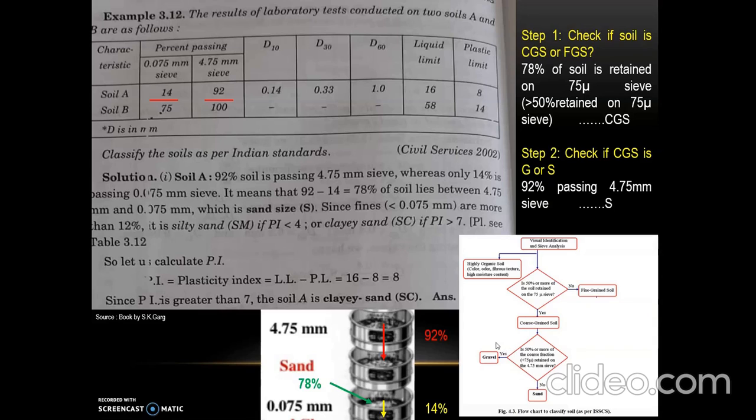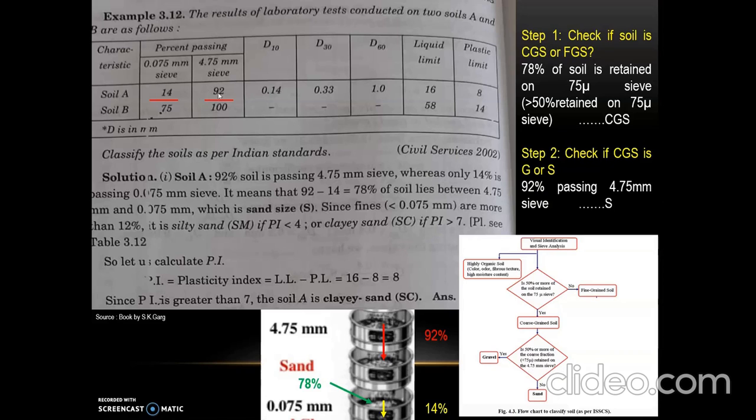So to know whether the coarse-grained soil is gravel or sand, we have to check this condition. What is the condition given in the flow chart? Is 50% or more of the coarse fraction retained on the 4.75 mm sieve? Then it is classified as gravel, or otherwise it is classified as sand. So that means we will have to check the percentage of soil retained on the 4.75 mm sieve.